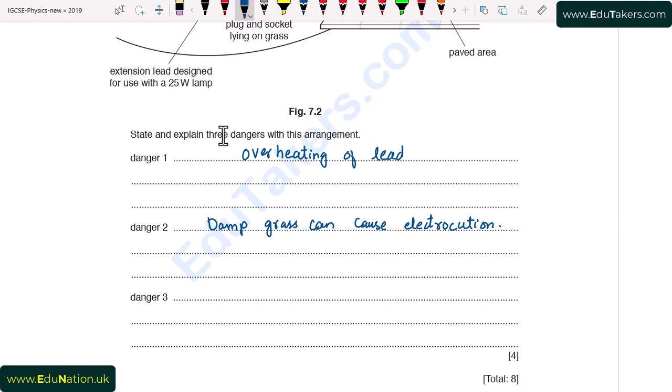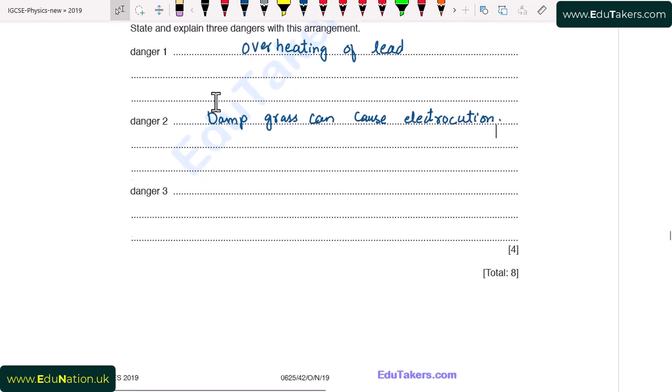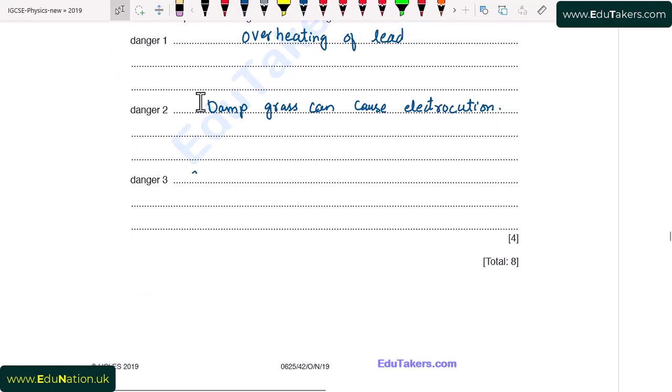Third danger is that cut in insulation can also cause electrocution. So I write here, cut in insulation can cause electrocution.